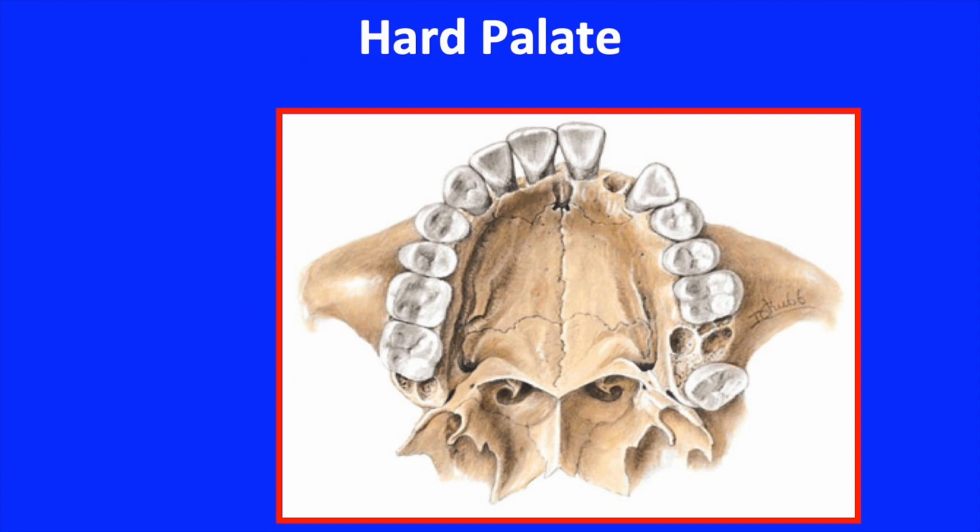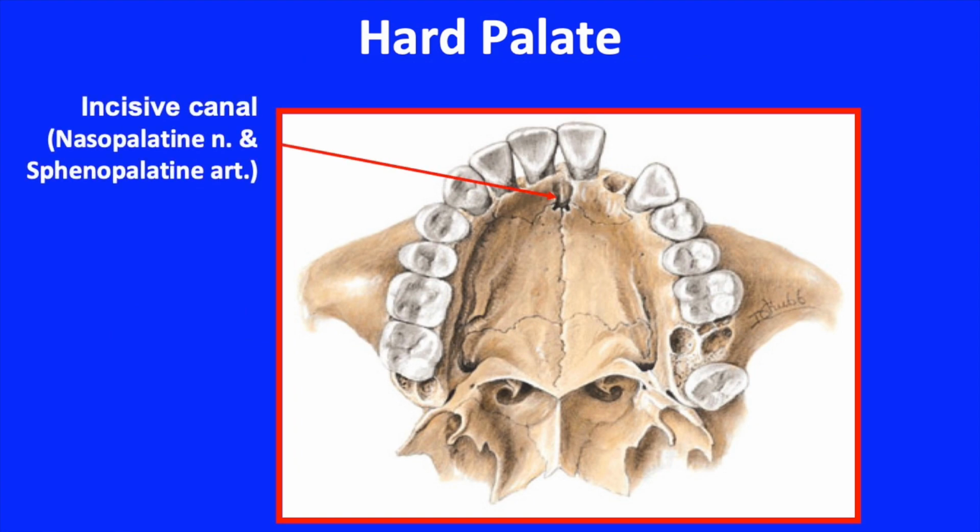Looking now at the hard palate from below, we can see foramina. Anteriorly, there's the incisive canal for the exit of the nasopalatine nerve and sphenopalatine artery. And posteriorly, we have the palatine foramina, the greater and lesser, for the corresponding nerves.